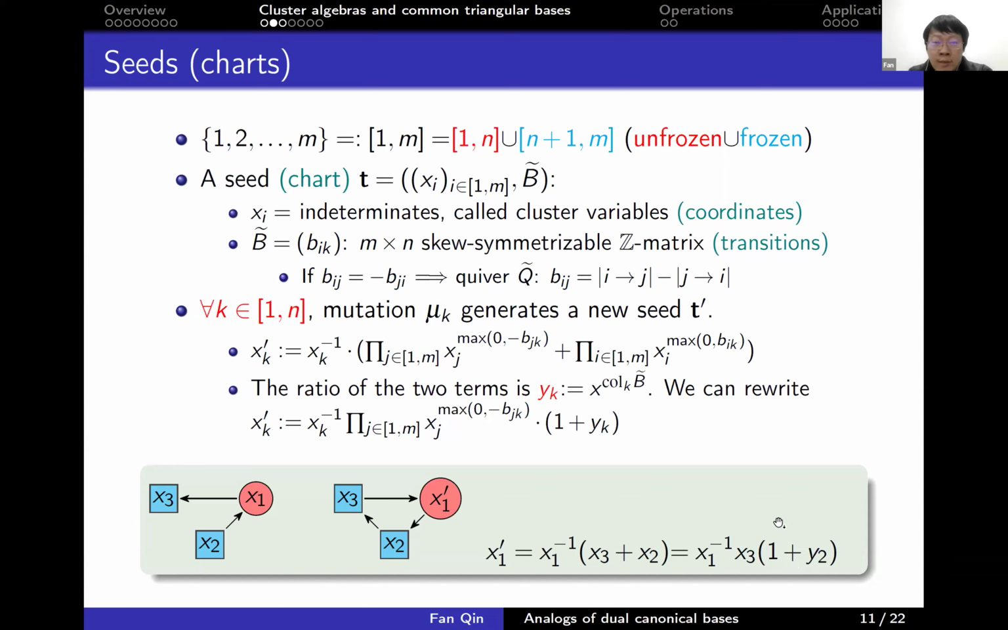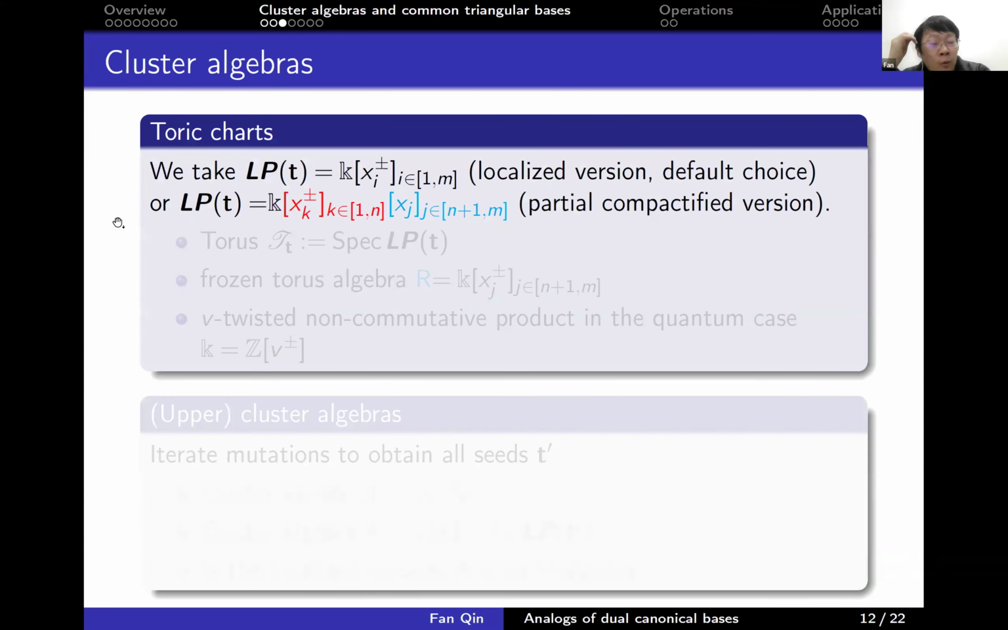So this is our running example, and it might seem a bit complicated at first sight, but just remember that each seed consists of a cluster of coordinates together with a matrix, which tells you how you change this coordinate to an adjacent chart. And moreover, this mutation can be applied to any chart. So again and again, you obtain more charts. So once you are given a chart T here, you can define the Laurent polynomial ring. So there are 2 versions here. You take the localized version. This will be our default choice. So you take the Laurent polynomial ring of all the coordinates, right? So this one.